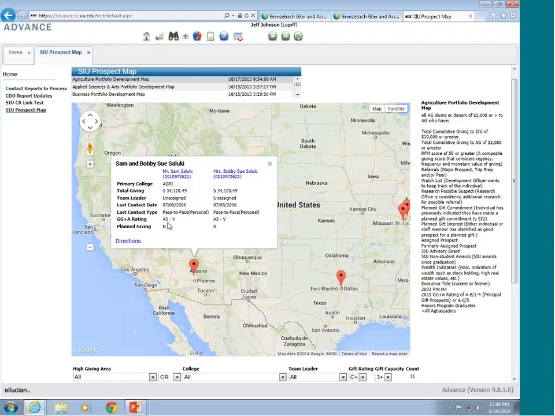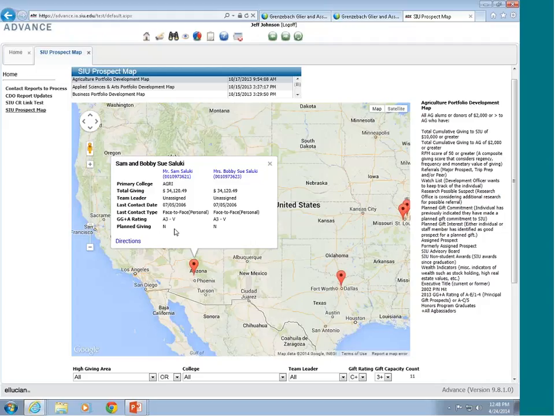We put down here what their gift rating was. So the A3 is taking these two together: the gift rating and the gift capacity. The V is verified. Research verified that this person is who we think they are, and then whether they're in planned giving, a planned giving alum or donor, or not.